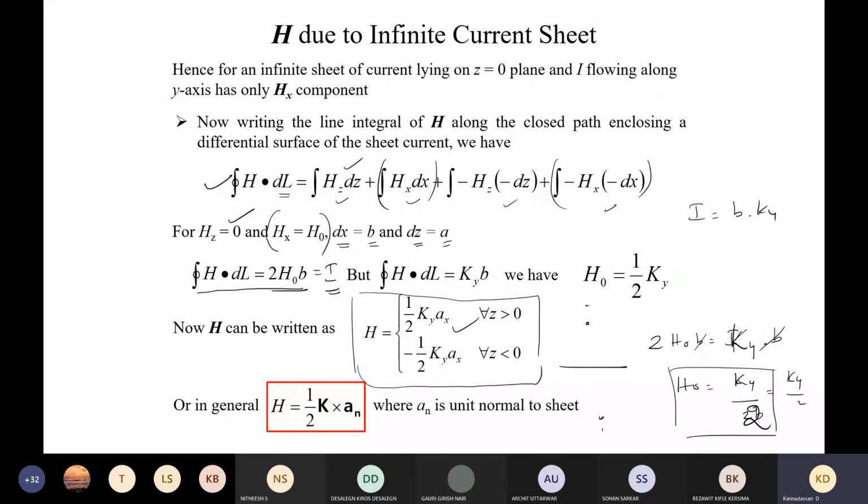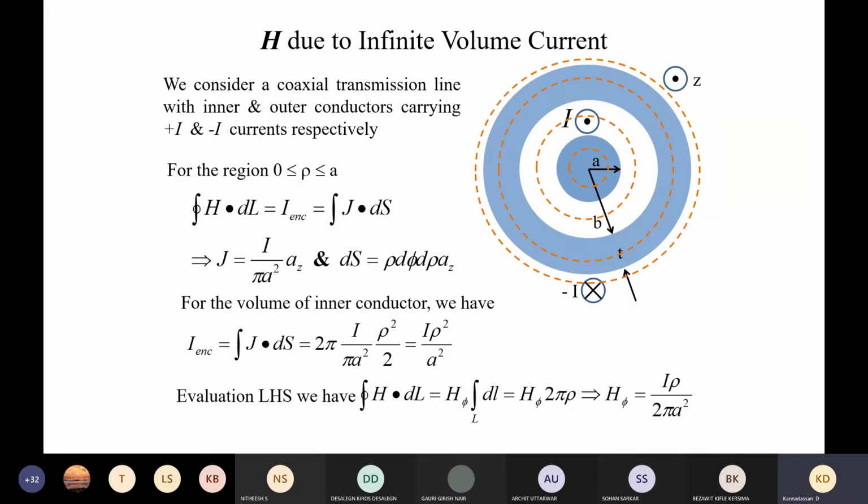So if you have any doubt, you can ask me. I will help you out. And this particular problem is a bit lengthy, but I'm not going to go through the entire derivation. You can learn it by yourself, but let me summarize that. So what we have taken is we are going to calculate the magnetic field for a coaxial transmission line.